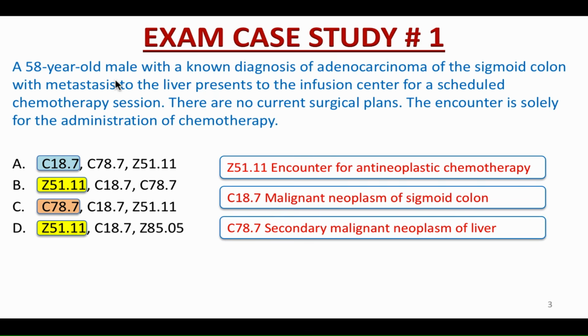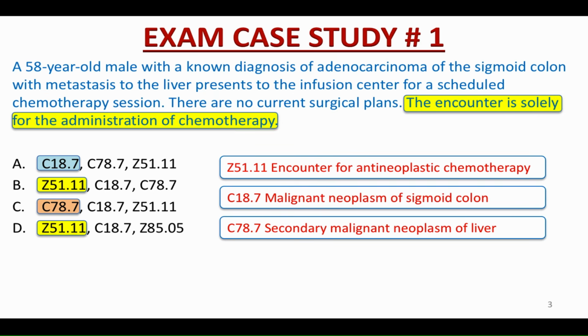A 58-year-old male with a known diagnosis of adenocarcinoma of the sigmoid colon with metastasis to the liver presents to the infusion center for a scheduled chemotherapy session. There are no current surgical plans. The encounter is solely for the administration of chemotherapy. Now, based on what we just read, this patient has a diagnosis of sigmoid colon cancer with metastasis to the liver and is coming in today solely for chemotherapy.